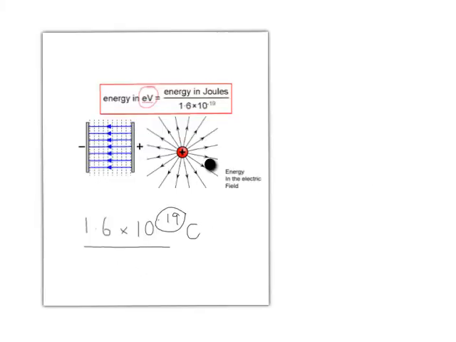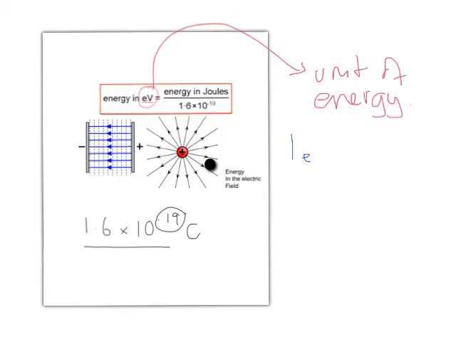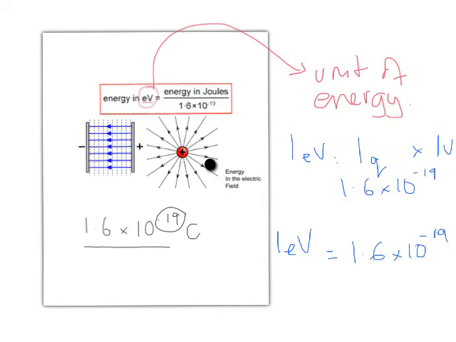So an electronvolt is a unit of energy, just like the joule. And 1 electronvolt is the amount of energy that one electron, of charge 1.6 times 10 to the minus 19, has when it moves through 1 volt. So 1 eV is equal to 1.6 times 10 to the minus 19 joules.